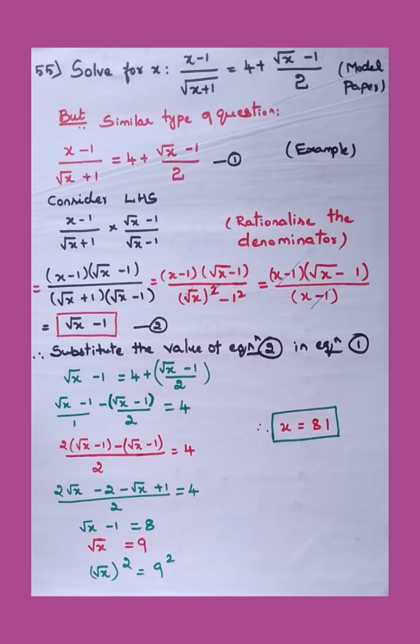And moving to the next question, solve for x: x minus 1 by square root of x plus 1 is equal to 4 plus root x minus 1 by 2. Actually, this is the question given in the model question paper. I have tried to solve in all the possible ways. We could not arrive at the value of x. Either the square root of x was remaining along with x.